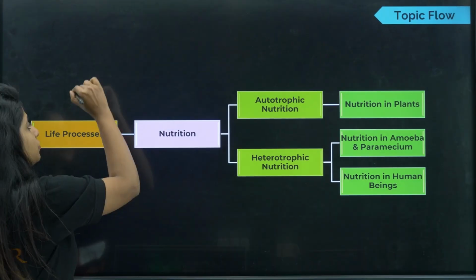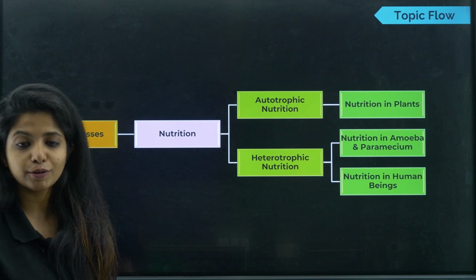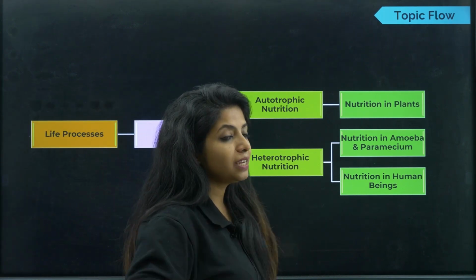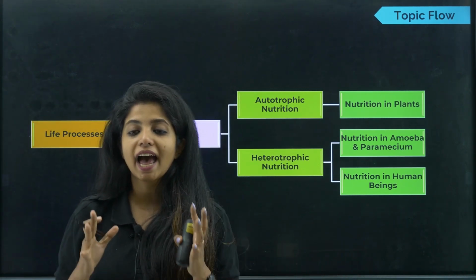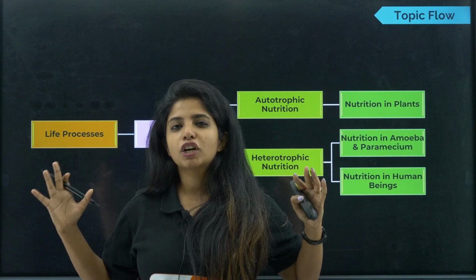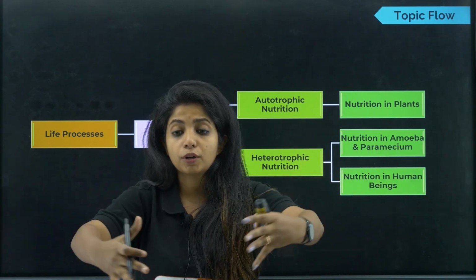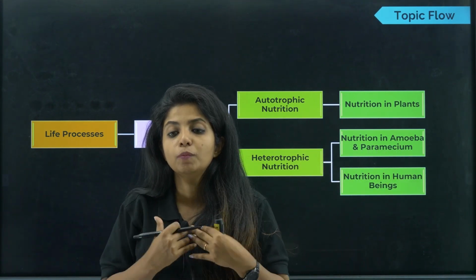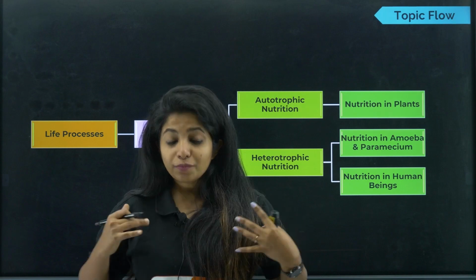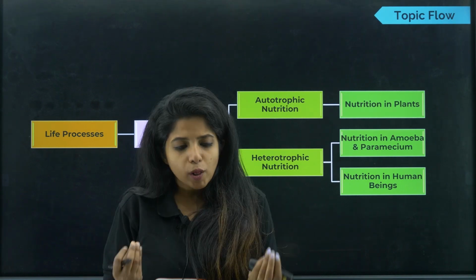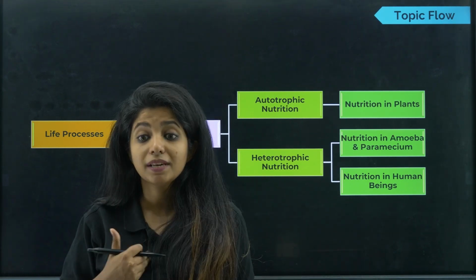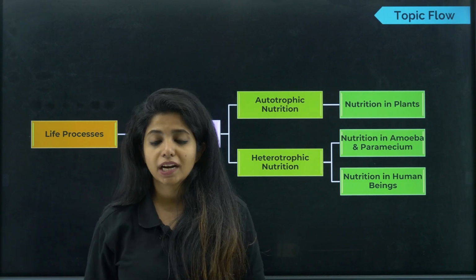Now, let's start. First thing that we have over here is life processes. What do you mean by life processes, my dear children? I can say that life processes include all the biological processes that allow me, a human being or a living organism, to maintain my life on earth. So all the very important processes that are helping me survive are known as life processes.